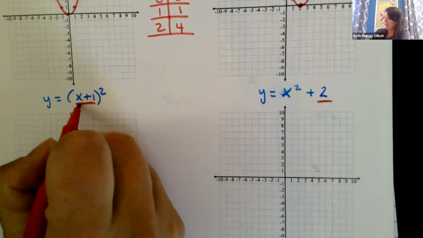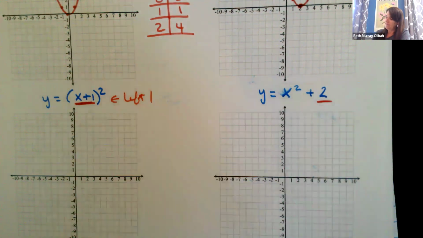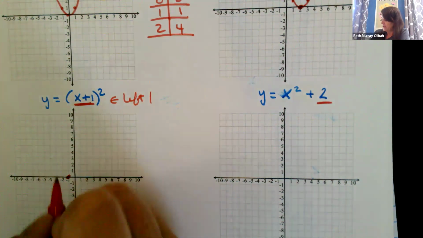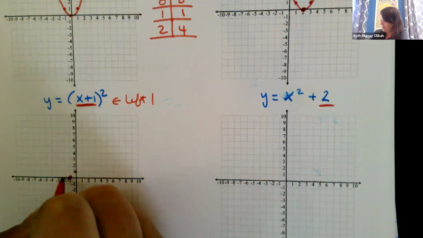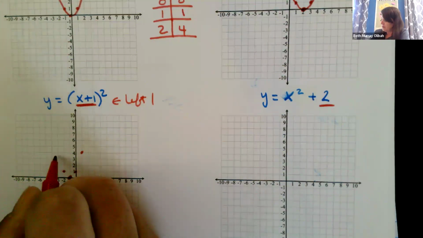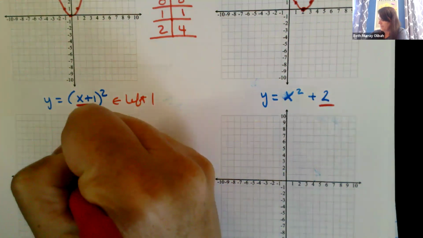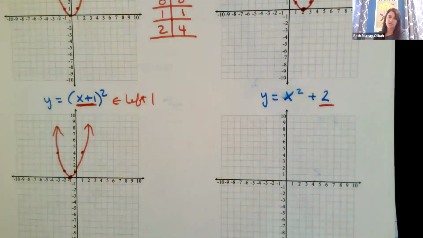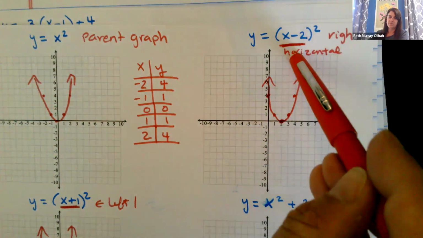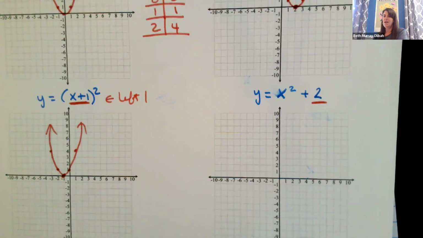So this one is again inside, so we think opposite, so that's actually going to move us left 1. But then since there's nothing else happening, the pattern stays the same, over 1, up 1, over 2, up 4, over 3, up 9, if you wanted another point. Okay, so those were the two examples of inside the function. -2 moved us to the right, the +1 moved us to the left.